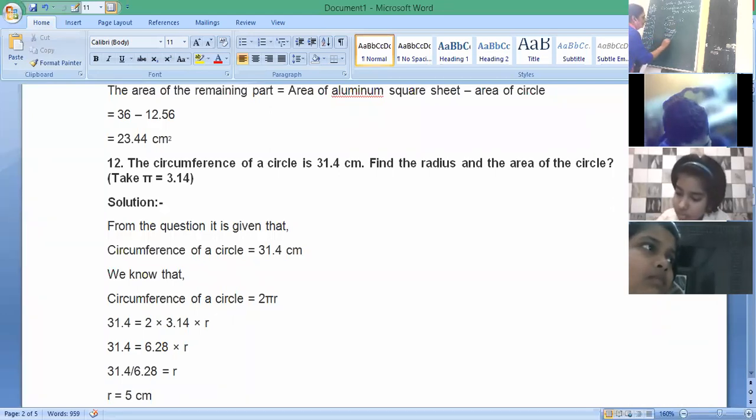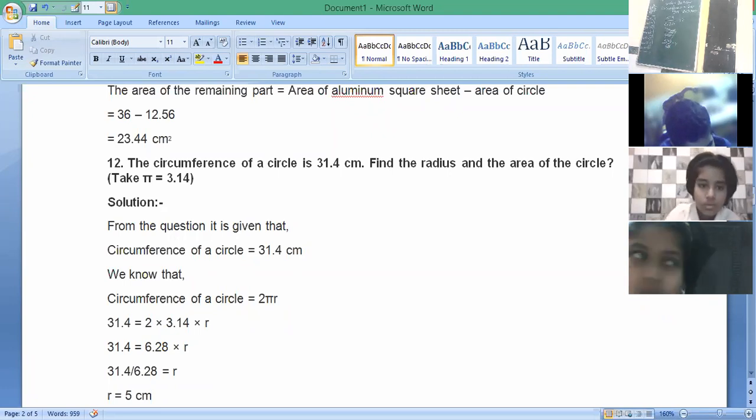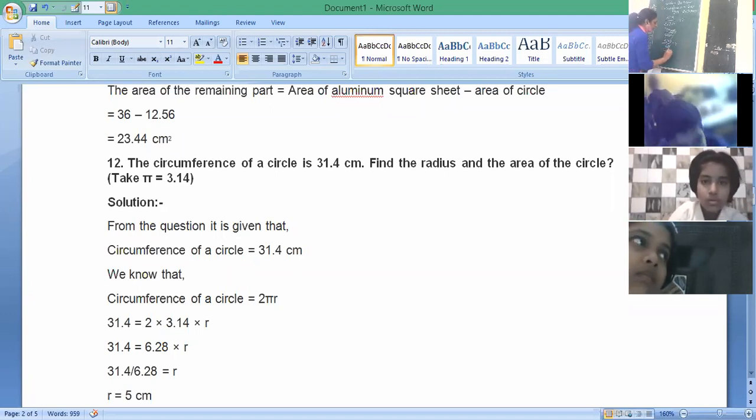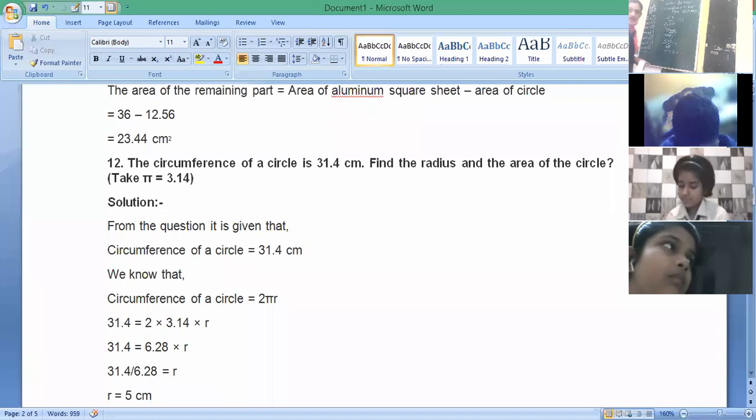3140 will be divided by 628. You'll get the radius. How much are you getting the radius? 5 centimeter. That's right. R is 5 centimeter. That's correct, Jia. Yes, Anshika Singhal, that's the right answer. Radius is 5 centimeter.